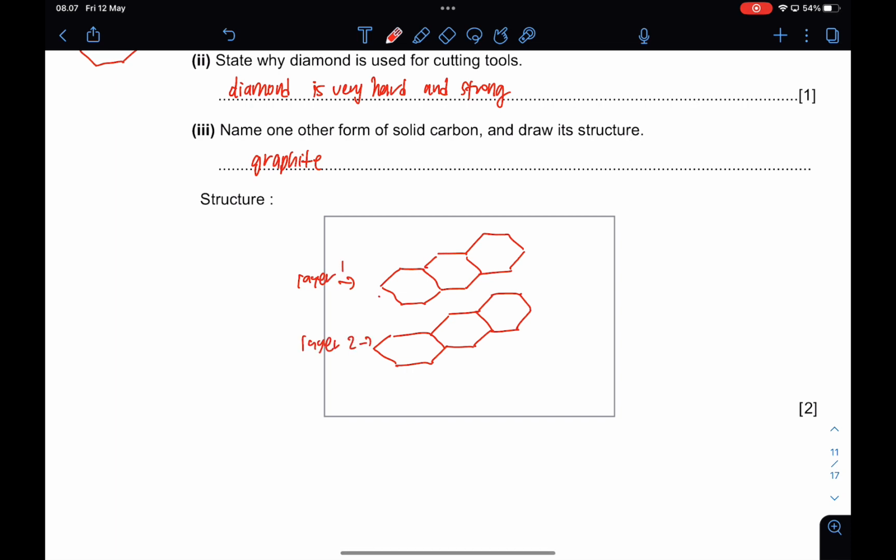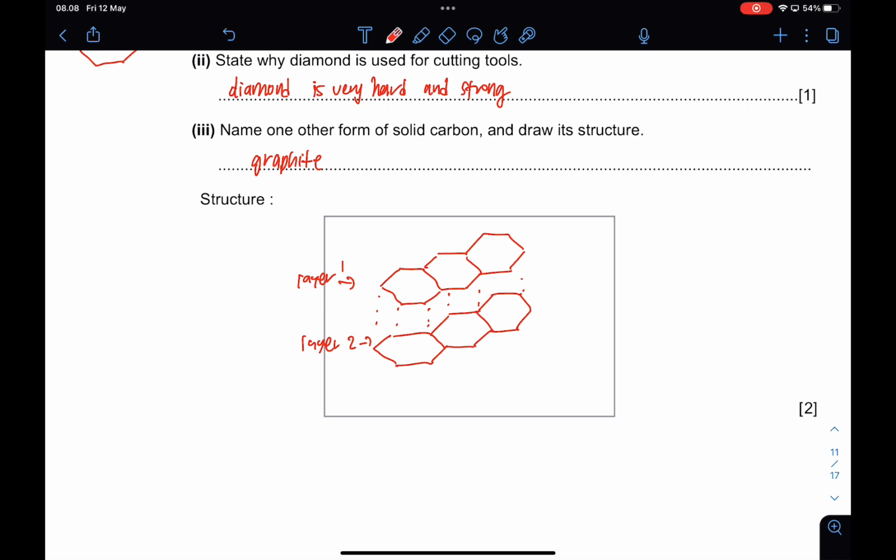Layer 1, layer 2. They have weak bonds between the layers and very strong bonds within the layers. If you compare, the melting point of diamond is very high. Graphite's melting point should also be high, but lower than diamond. Why? Because the attraction between the layers is weak.